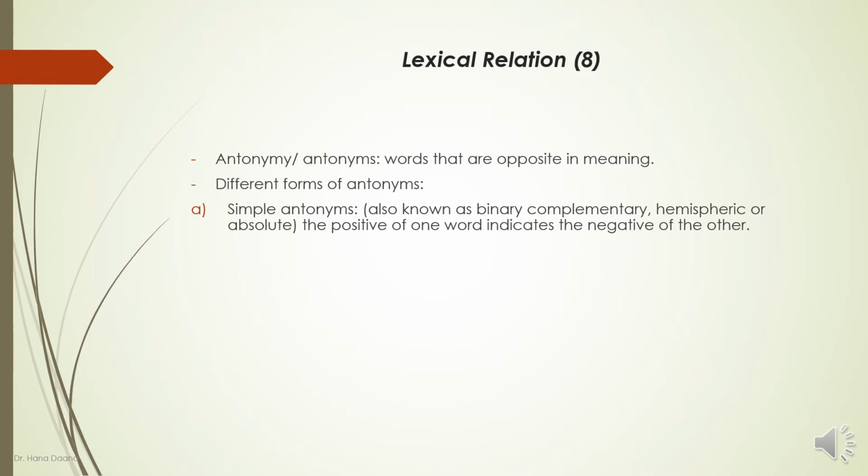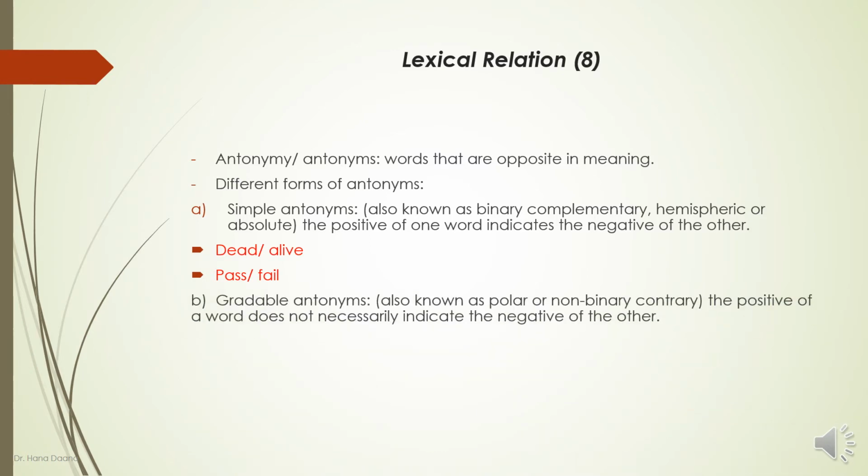We go back to simple antonyms, where the positive of one word indicates the negative of the other one. As an example, we have dead and alive. If somebody is alive, that somebody is not dead, and vice versa. So the positive of one term, dead, indicates the negative of the other term, alive. Another example is pass and fail. If you pass an exam, you don't fail it, or if you fail an exam, you don't pass it. So what we have here is actually either this or that. So what we have here is simple antonyms.